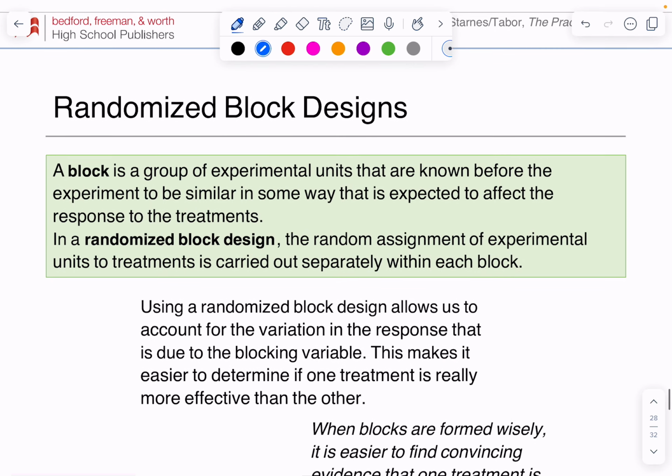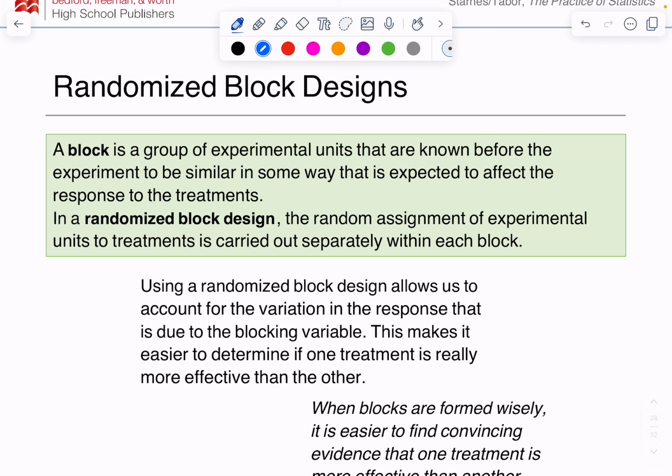So, last but not least, there is a thing called block design. Well, I guess there's two things left. Block design is kind of similar to that stratified random sample.